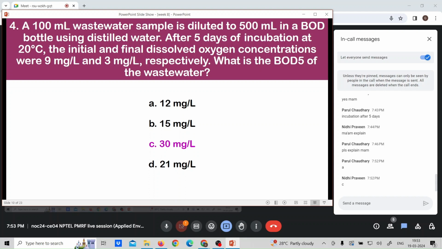the answer is C, because initial value 9 minus final value 3 is 6, divided by the dilution factor. Dilution you have done is 1 in 5, so 1 by 5. So it will be 6 into 5, 30 milligram per liter.